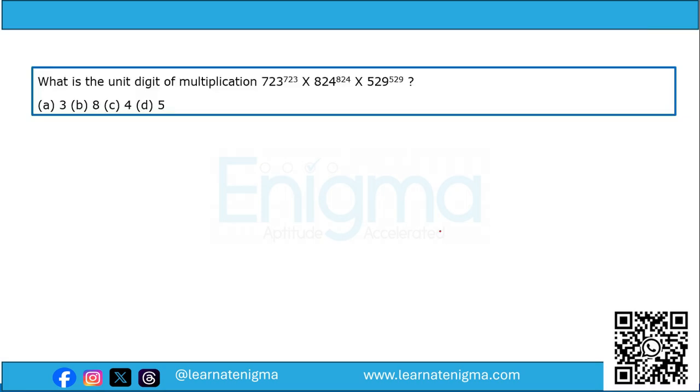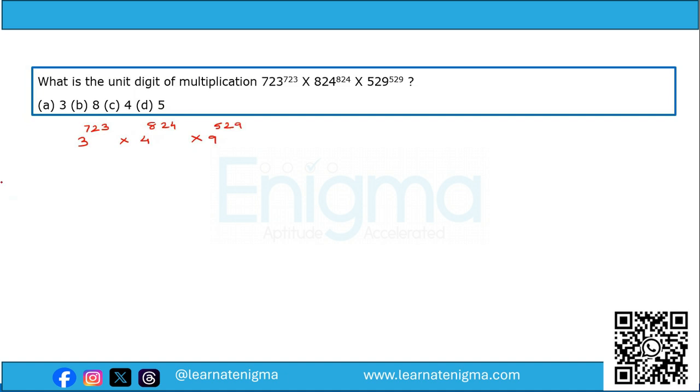What is the unit digit of the multiplication 723 raised to 723 into 824 raised to 824 into 529 raised to 529? So this question basically gets converted to find the units digit of 3 raised to 723 multiplied by 4 raised to 824 multiplied by 9 raised to 529.